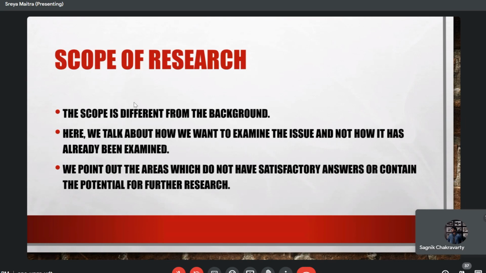So in the scope, we talk about how we want to examine the issue now, and not how it has already been examined. You don't give a reflection of the different works or the different theoretical or academic angles which have come about on this issue. You just say what you want to do in the scope, and we point out the areas which do not have satisfactory answers or contain the potential for further research.